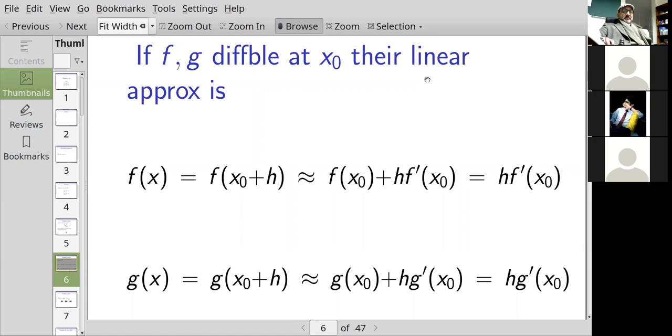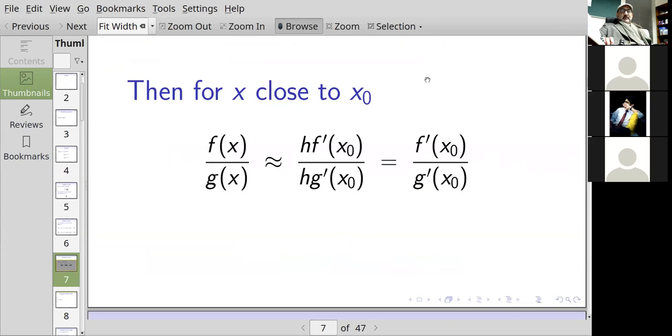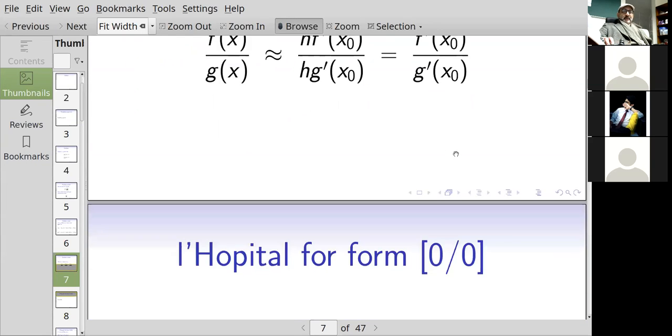Okay, so what is the quotient? Well, the quotient should be approximately equal to h times the derivative of f at x naught divided by h times the derivative of g at x naught. And then the h's would cancel, and that would give you that if f is 0 at x naught, and if g is 0 at x naught, and if f is differentiable at x naught, and g is differentiable at x naught, then f of x over g of x is approximately equal to the derivative of f at x naught divided by the derivative of g at x naught. Okay, so that's my justification.